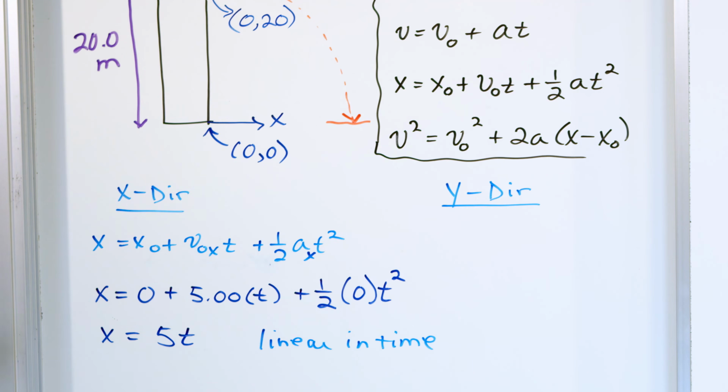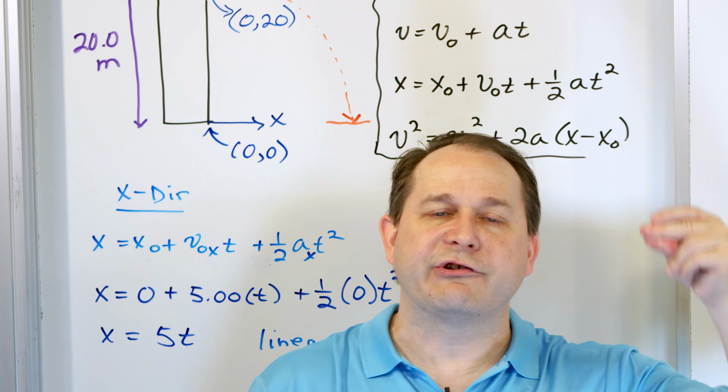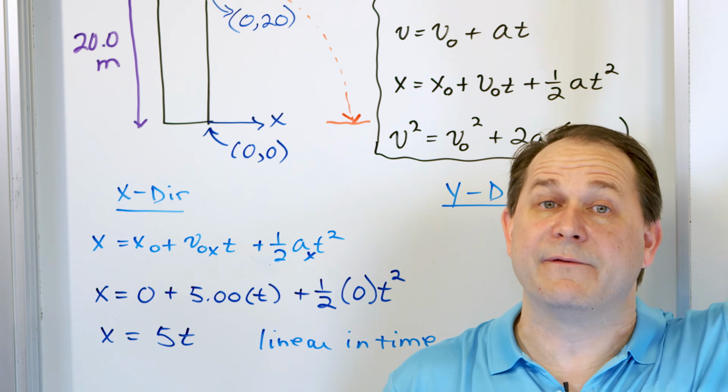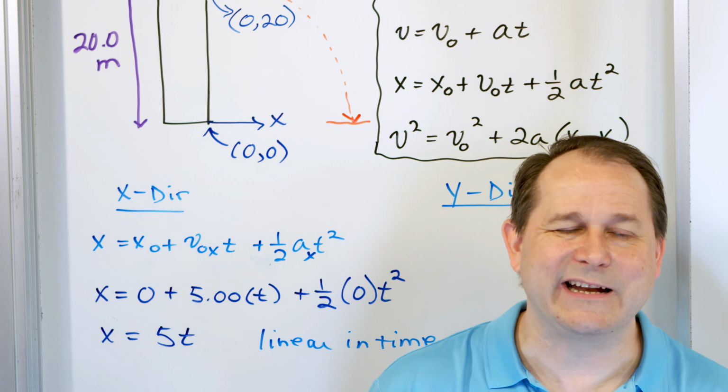It's linear in time. And what I mean by linear in time is as 1 second goes by, I'm 5 meters away. 2 seconds goes by, I'm 10 meters away. 3 seconds go by, I'm 15 meters away. So as every second goes on, it's just a straight multiplication. That's a graph of a line, basically, and that's just linear in time.